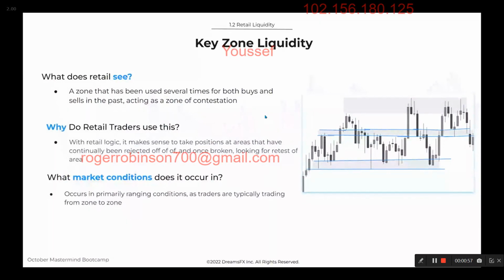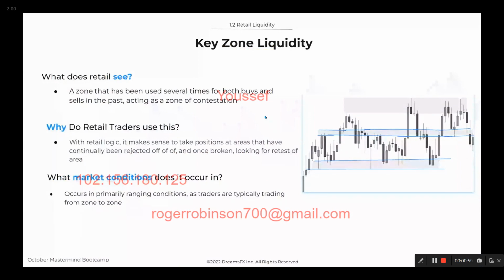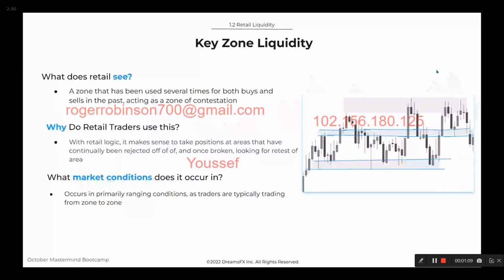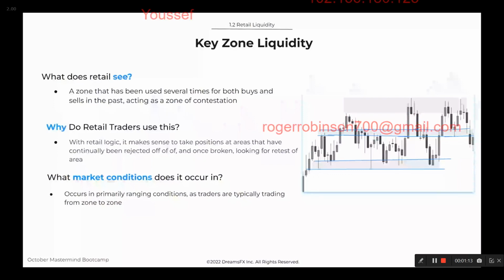So why do retail traders use this? With retail logic, it makes sense to take positions at areas that have continually been rejected off of, and once broken, looking for the retest of that area. Once broken, look for the retest to then continue to trade in the opposite direction. Market conditions, specifically for key zone liquidity, this occurs in ranging market conditions where there's a lot of ranging going on for buys and sells. That's going to build that layer of key zone levels.